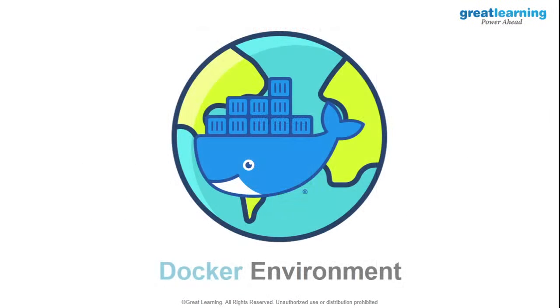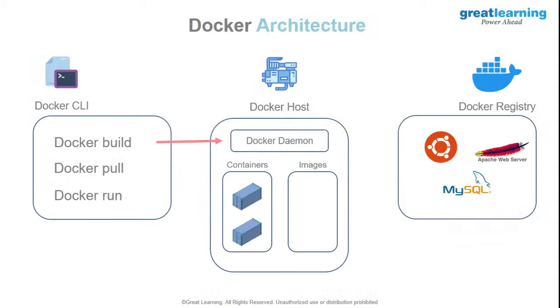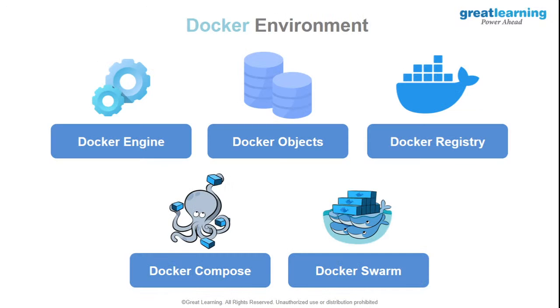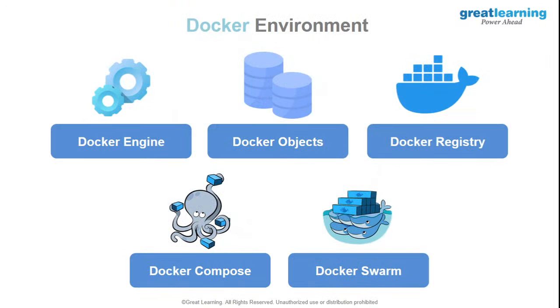Now, do we need to go through the Docker environment? I think all of you already know what a Docker environment is. I will just revise it again for you guys. The Docker environment is basically going to contain everything that Docker has inside of it. You have the Docker engine, the objects, the registry, Compose, and Swarm. Compose is not actually exactly a part of the Docker environment. You have to install it separately. I've just included it to encompass everything that is in Docker.